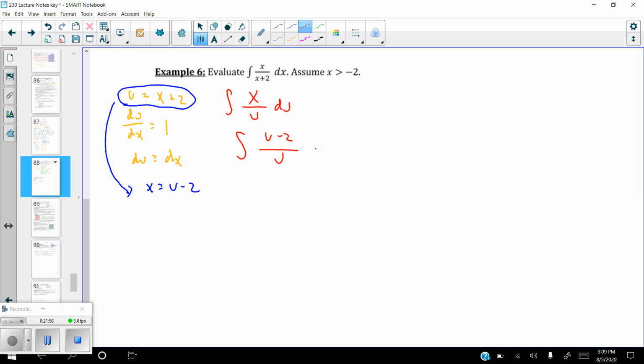over u du. And you might look at that one and say, well, wait a minute, that really hasn't done me any good, because now I'm still left with a fraction. I am, but don't forget, you can separate fractions over a single denominator. So we're going to rewrite this as u over u minus 2 over u du. And then we're going to simplify. So really what that gives me is 1, because that's u divided by u, minus 2 times 1 over u du.